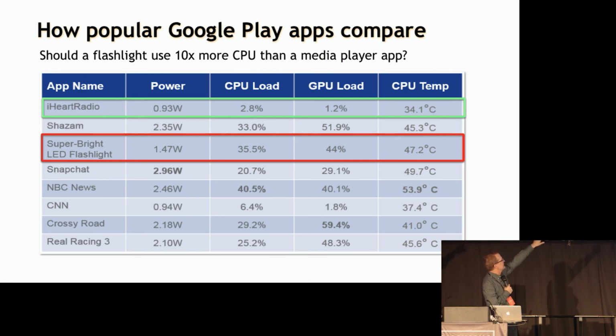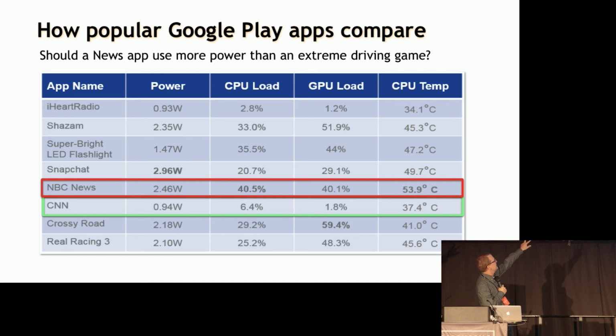iHeart's a good example of a well-behaved app. The CPU temperature is very low, almost no CPU and GPU. They're offloading everything to the DSP, and as a result, very little power consumed. And that 0.93 watt is not the app power. That's the whole phone with this software capturing. So it's extremely low. Super bright flashlight, 1.5 watts. I don't know what they're doing, but look at the processor temperature. Look at the CPU, GPU. That's a big problem. There's something going on there.